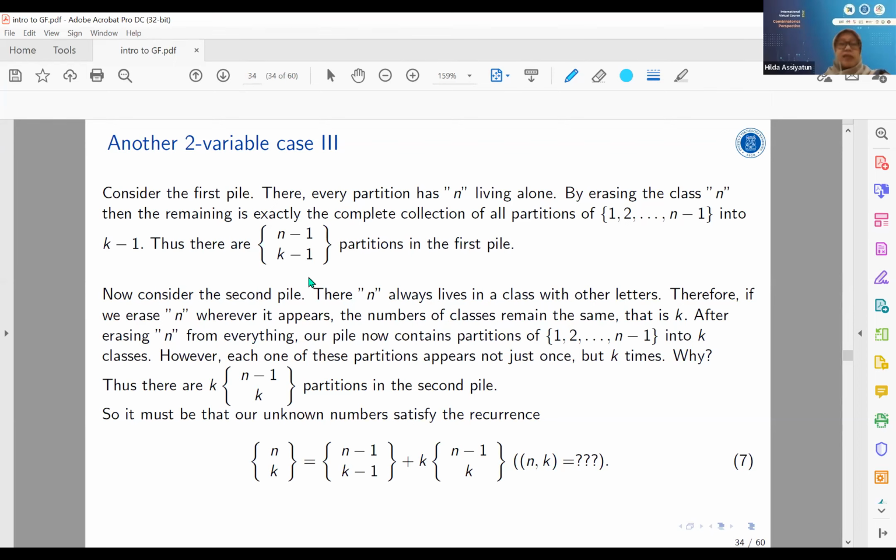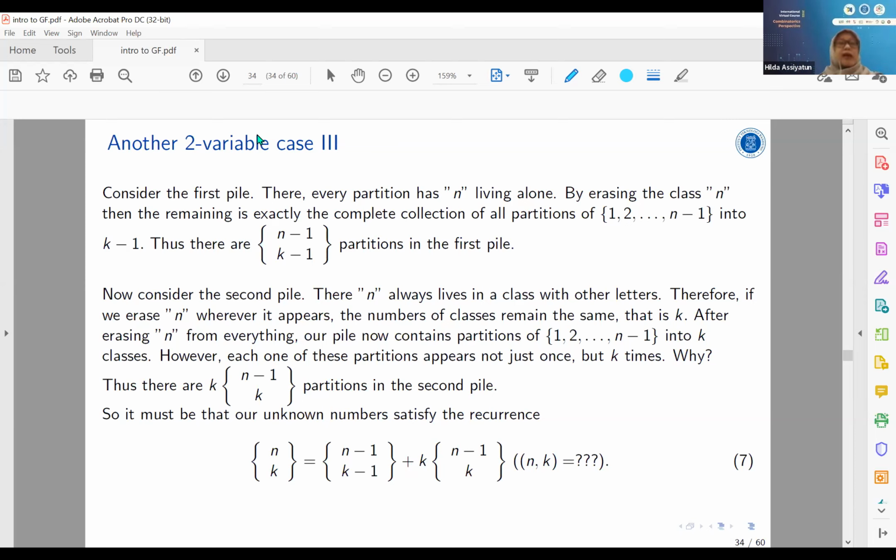Summing up the first pile and the second pile, we get this recurrence formula for our number, the Stirling number of the second kind. So what is the range for n and k? To make the calculation easier, we would like to have this as wide as possible. Can we define this for all pairs of integers like the previous one?